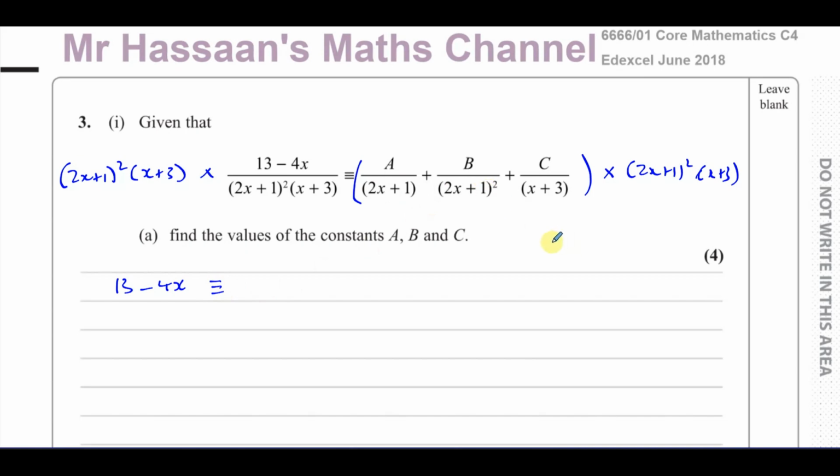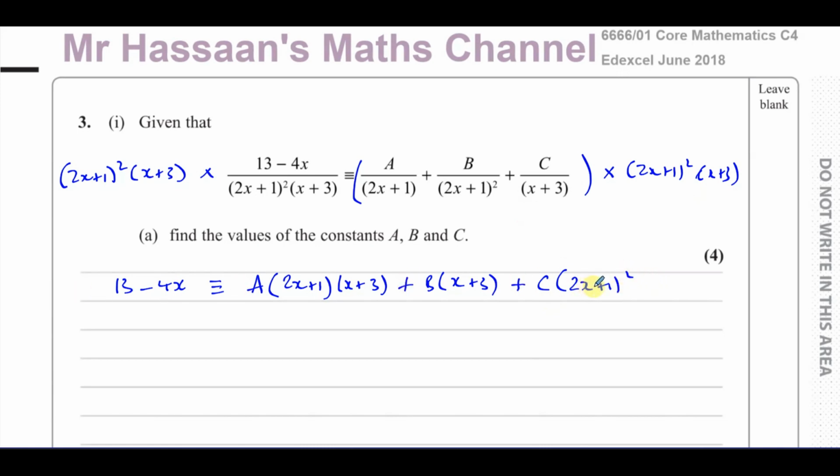And the right side of the identity is going to be made of 3 parts. I'm going to multiply this fraction by this term, in which case one of the 2x plus 1s cancels out, and you're left with 2x plus 1 times x plus 3 multiplied by your A. So you have A times 2x plus 1 times x plus 3. And when you multiply this by this term, the 2x plus 1 squared cancels out, so you're left with plus B times just x plus 3. And when you multiply C over x plus 3 by this term, the x plus 3s cancel out, leaving you just with C times 2x plus 1 all squared.